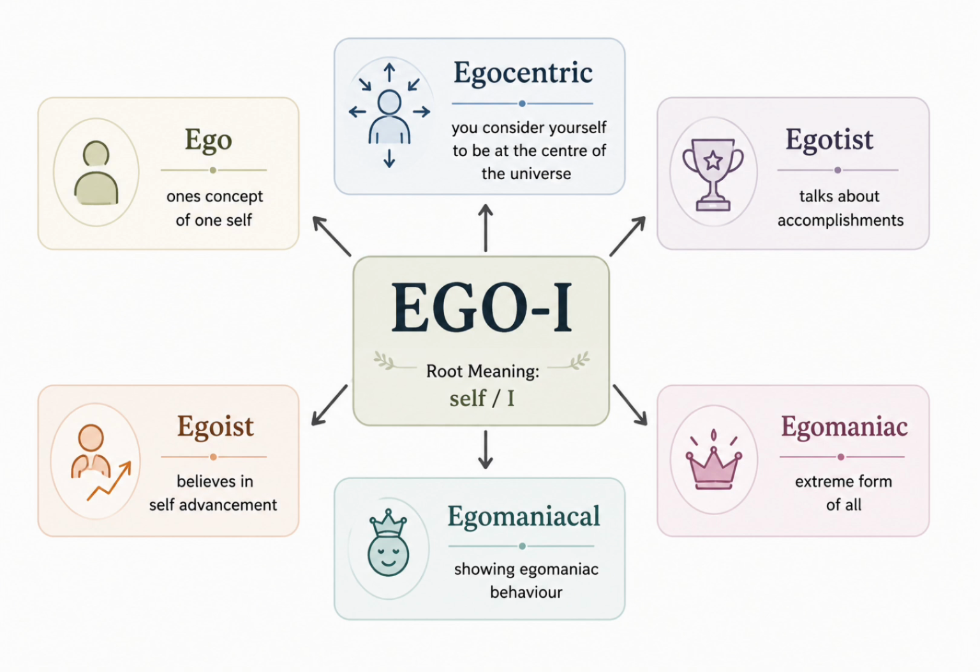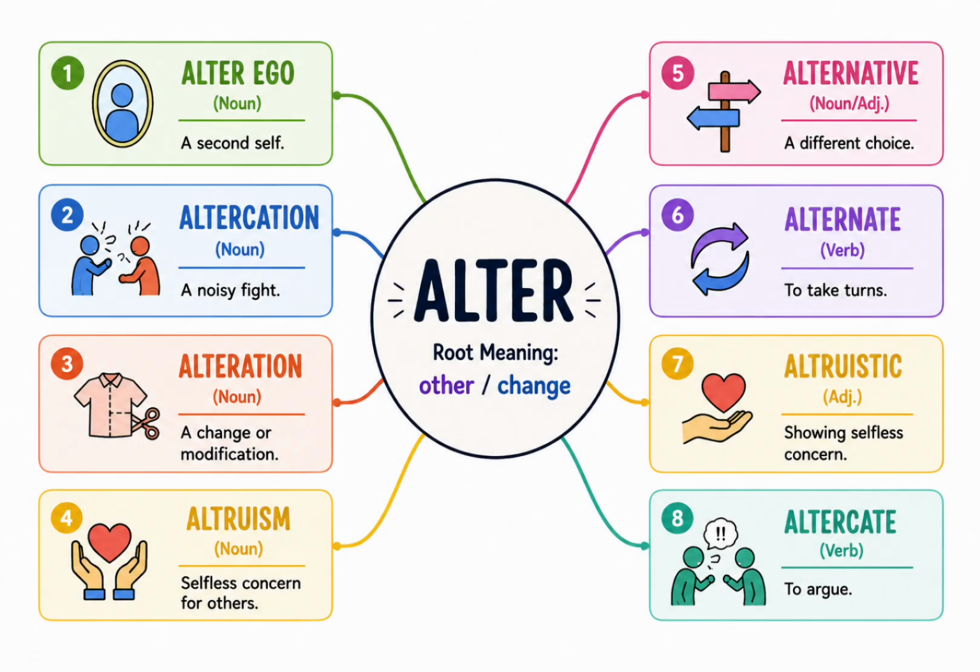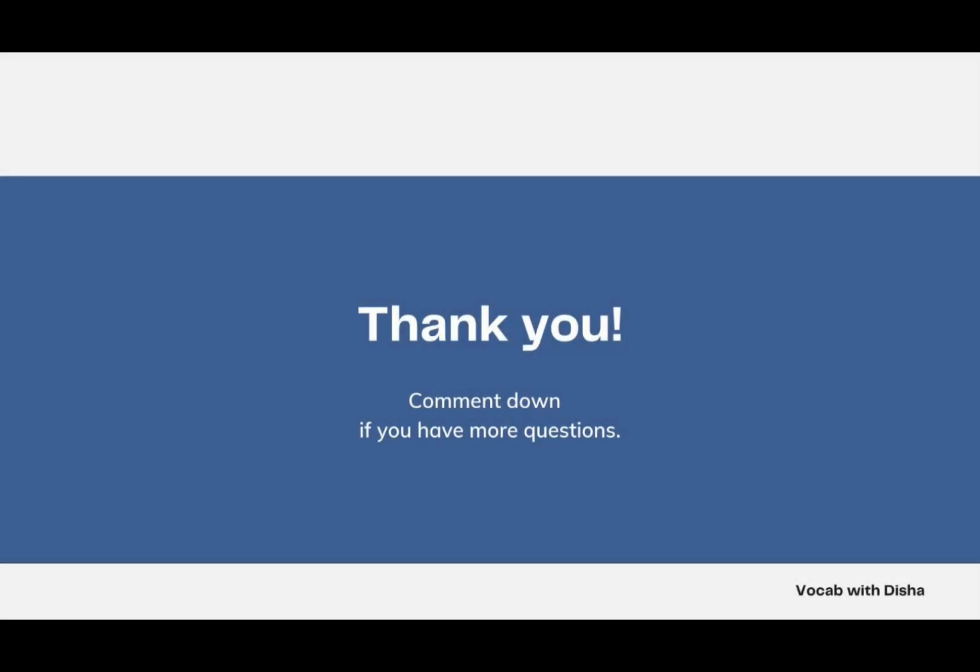Second root, alter. Alter means other or another. And this shifts our focus away from self to something different or a second identity. For example, alter ego, another version of yourself, your second self. Altercation, a verbal dispute, a clash where people oppose each other. Alteration, a change in something. Alternative, another option. Alternate, to switch between choices. Altruism, caring for others. Altruistic, showing selfless concern.